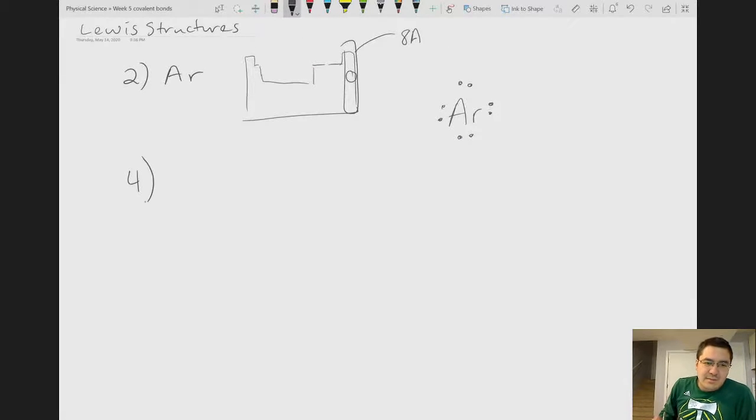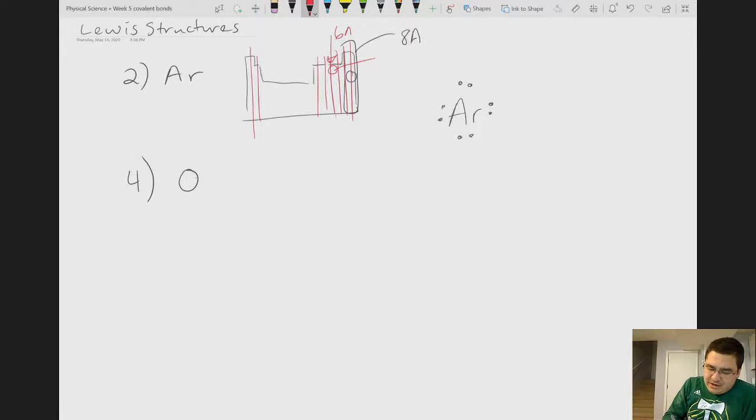Number 4, I'm going to go with oxygen. Oxygen is just over here in group 6, so this is group 6A. Again, there's 1, 2, 3, 4, 5, 6, 7, 8, and group 6 would be oxygen. So I just put oxygen with 1, 2, 3, 4, 5, 6. You can tell oxygen is going to look for 2 electrons, so it'll form 2 covalent bonds with things. The structure of oxygen lends itself to 2 bonds because it's looking for 2 electrons to complete its octet.